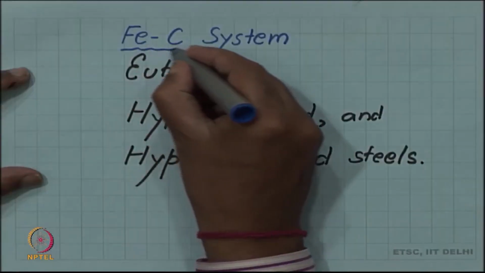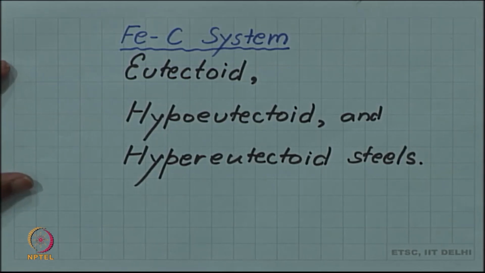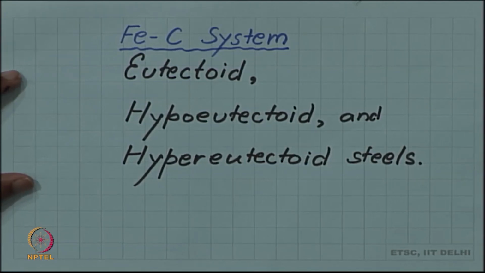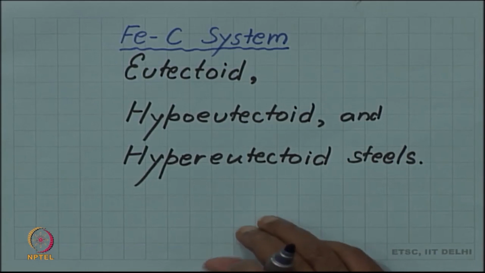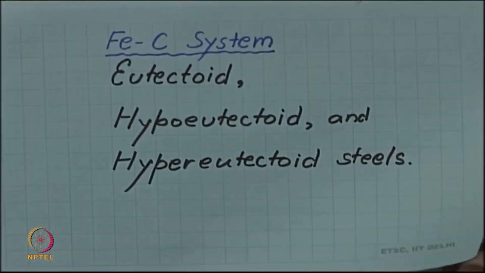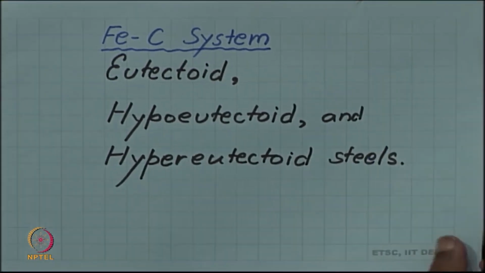So, we looked at the entire phase diagram of the iron carbon system last time, and we saw that in that system there are three different invariant reactions: a peritectic reaction at a very high temperature, then a eutectic reaction at an intermediate temperature, and finally a eutectoid reaction at a lower temperature. And we said that that eutectoid reaction is one of the most important reactions from the point of view of control of microstructure in the iron carbon system. So, we will look at that in detail later.